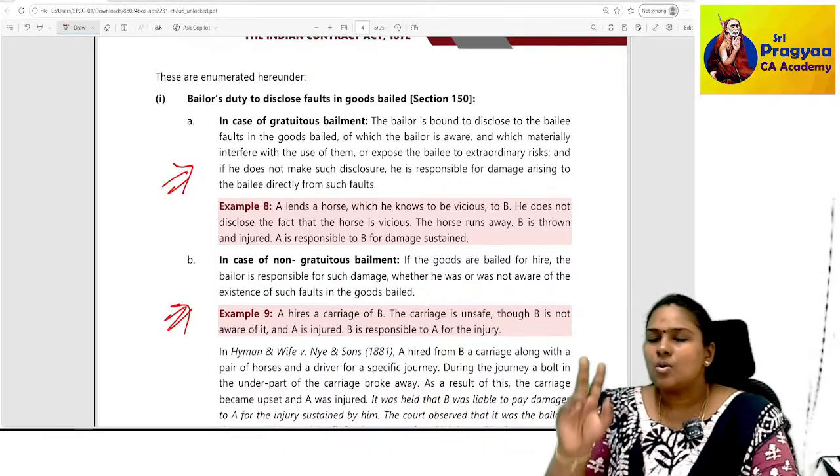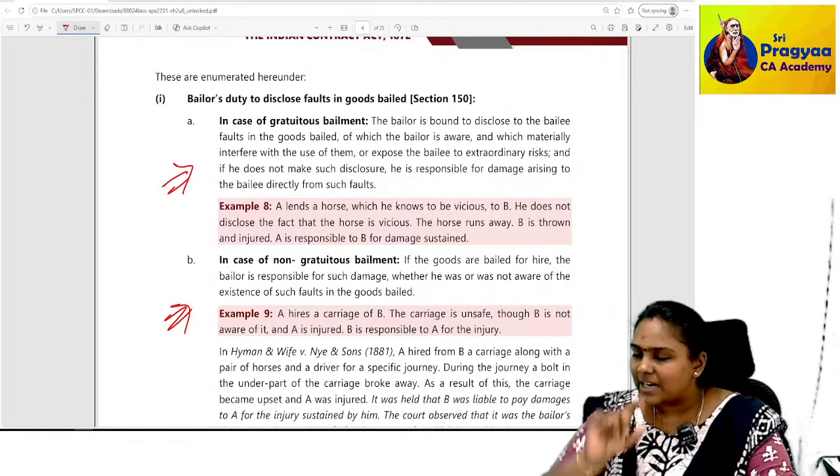losses. Okay, so under bailment, first gracious bailment, free.